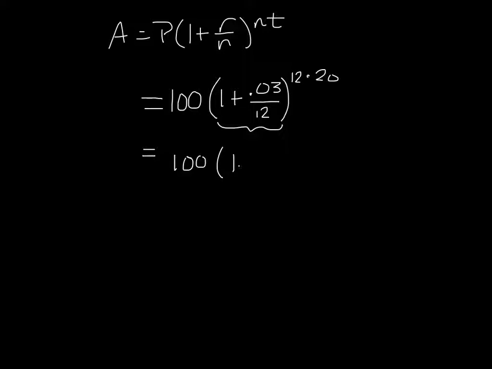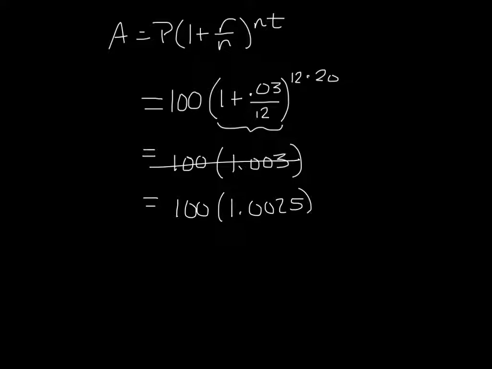So we get 1.003. You know what? I need to change my calculator. Hold on. Instead of 1.0025, my calculator was stuck on just 3 decimals, so it rounded for me. So instead, I want it to be 100 times 1.0025. And then 12 times 20 would be 240. And then I have to raise that to the exponent. So 1.0025 raised to the 240th exponent.